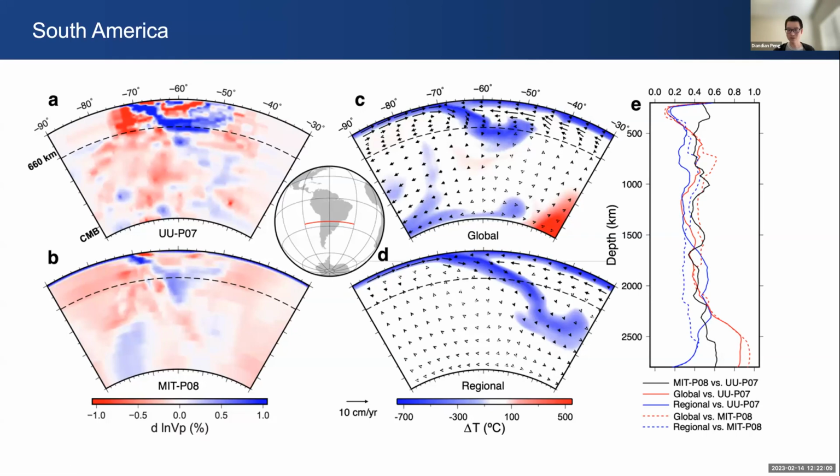Let's recall that when we look at the horizontal flow in the lower mantle beneath North America, there are large southward components. Actually, these cold anomalies are the Farallon slabs originally subducted beneath North America, and they migrated thousands of kilometers to South America and interact with the subducting Nazca slab.